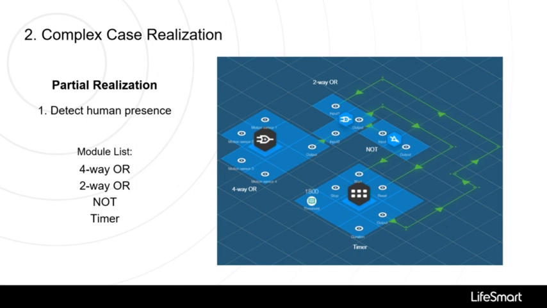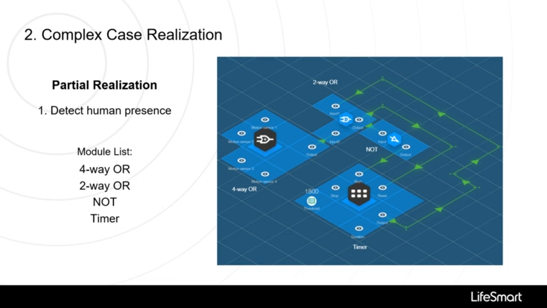Okay, so let's see the partial realization of this AI. The first part is the realization of detect human presence. This is the key point, as we mentioned before, in this AI.